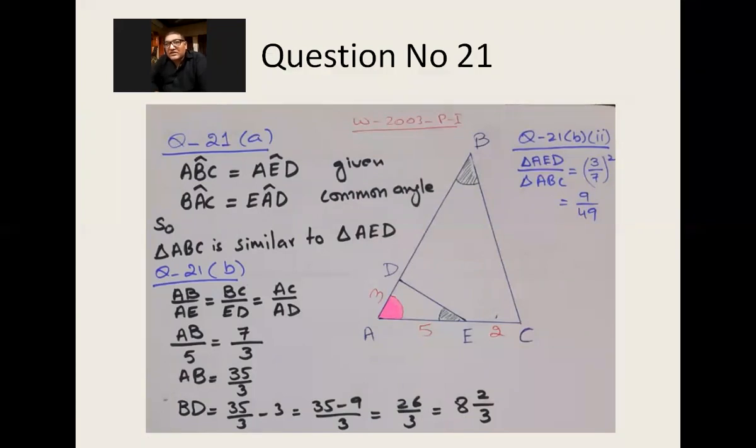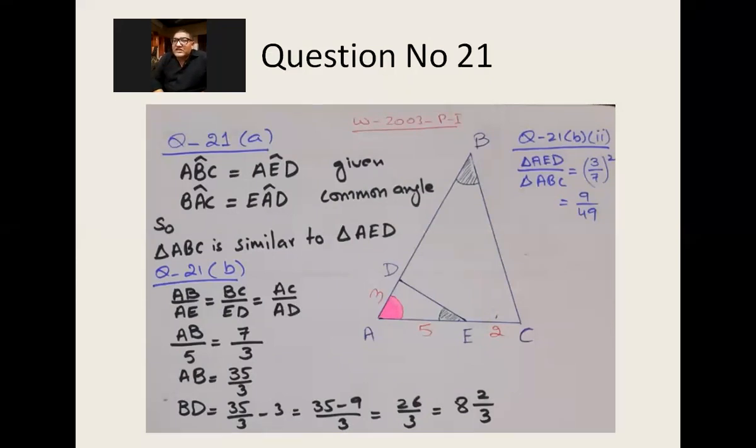And the angle BAC in the big triangle and the angle EAD in the small triangle, they both are equal to each other because they are common. That is a single common angle between both the triangles. So there are two angles which are the same in both the triangles. So if two angles are proven the same, then you can say that the triangle ABC is similar to the triangle AED. That is the first part where you have to prove that the triangle ABC is similar to the triangle AED. I hope that you have understood.